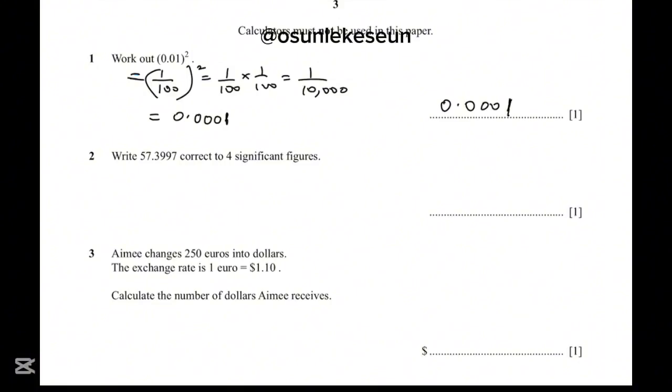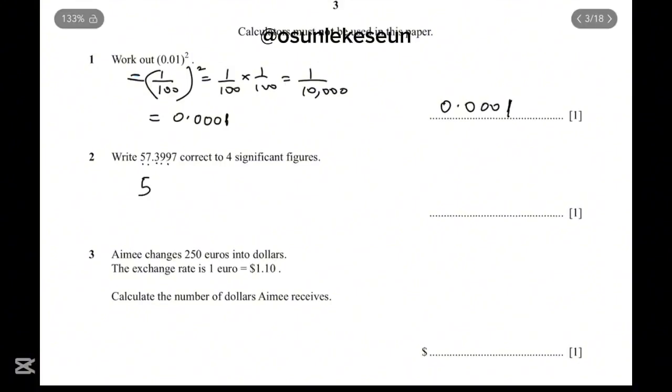So write 57.3997 to 4 significant figures. This is 1, 2, 3, 4. So the 4 significant figures, we're rounding up because of this 9 next to it. That's going to give us 57.40. So the answer is going to be 57.40 to 4 significant figures.